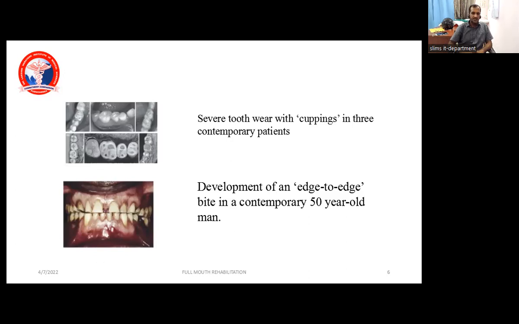Now, severe tooth wear in contemporary patients leads to a collapse of the occlusion, and in the end it leads to an edge-to-edge bite. Look at the clinical picture of a 50-year-old individual, wherein most of the lower anterior teeth are worn off compared to the upper, and it ends up with an edge-to-edge or end-on relationship. And you can see the occlusal wear more pronounced in the posterior aspect of the occlusion, that is, the molar teeth.